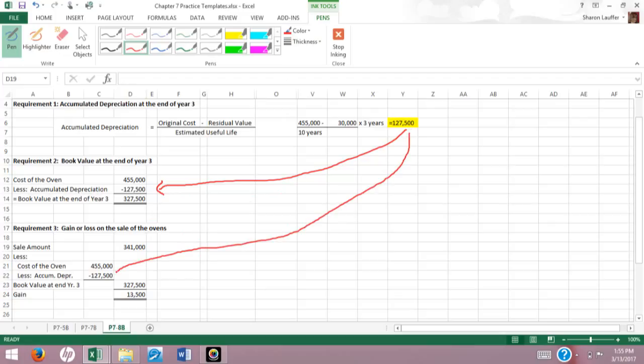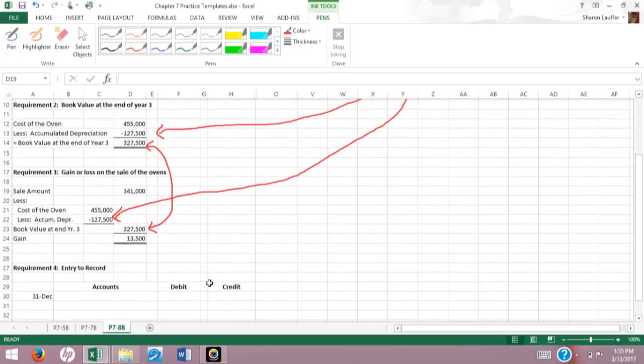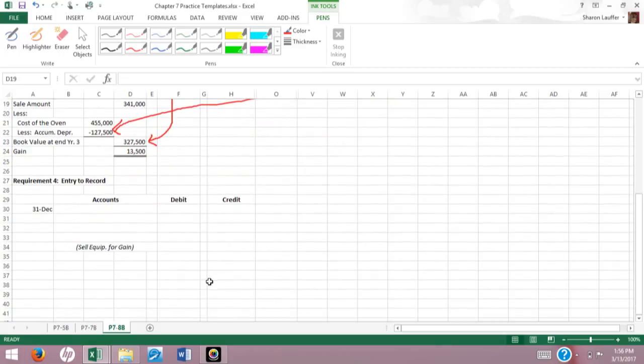This also goes down here. And this book value should be the same in both of these charts. In your homework, I believe that you're actually selling these for a loss, so you're going to come up with a negative number there. So I'm just pointing out a little bit of difference in the two problems.